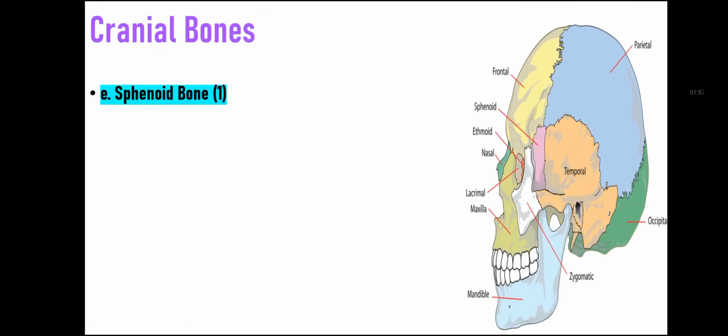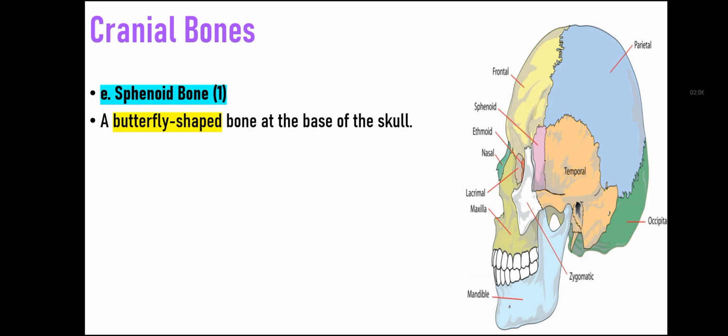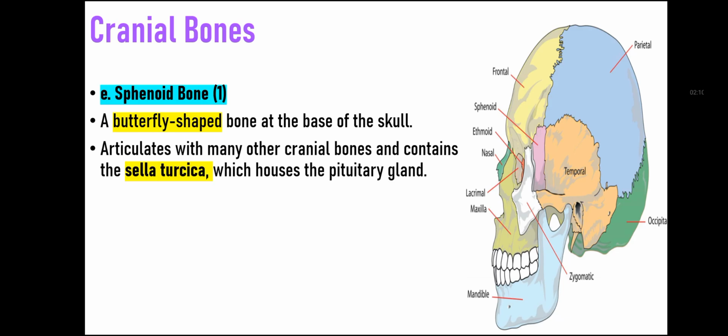Further talking about cranial bone, we have sphenoid bone, that is an unpaired bone of skull cranium. That means there will be one sphenoid bone in each skull. That is a butterfly shaped bone at the base of skull. It articulates with many other cranial bones and contains the sella turcica, which houses the pituitary gland.